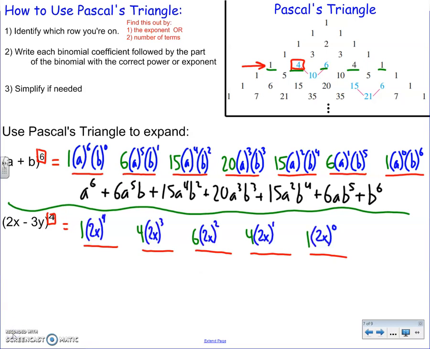Now I'm going to do the second part of the binomial, the negative 3y, with the correct power in each. It's going to be ascending from 0 to 4. So 0, 1, 2, 3, 4. That negative sign is very important. That'll help us figure out the sign of each term.